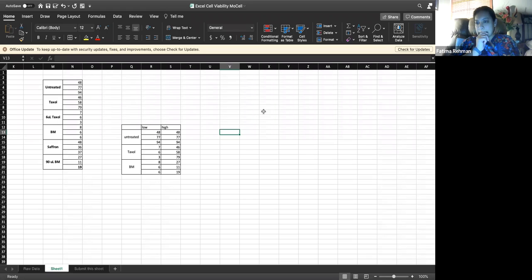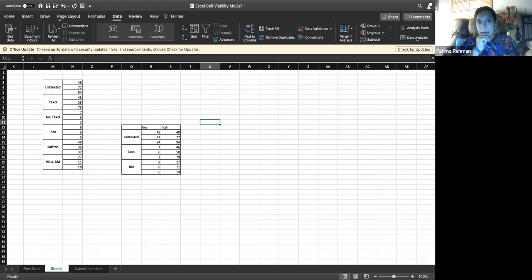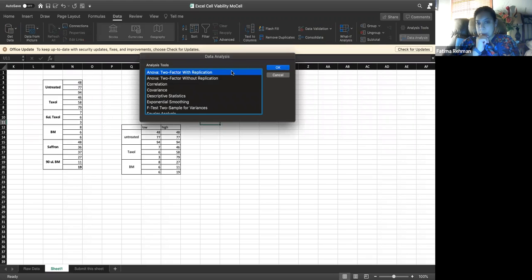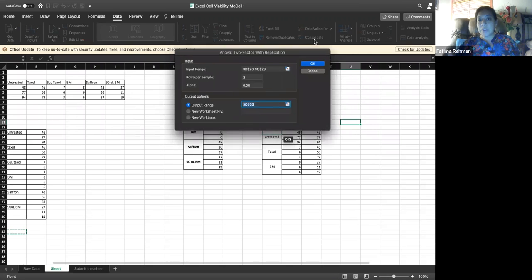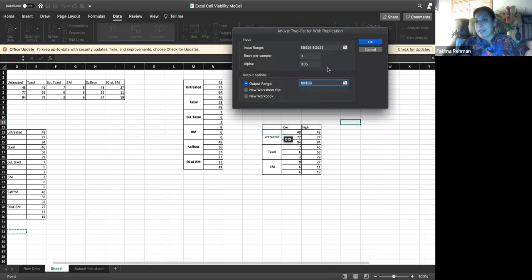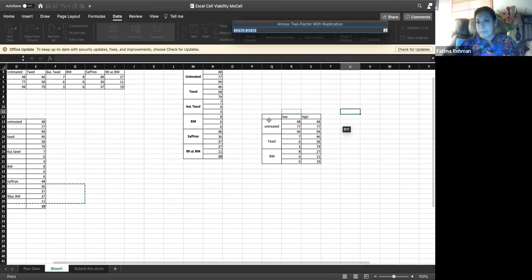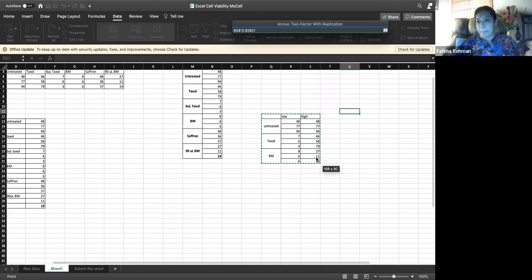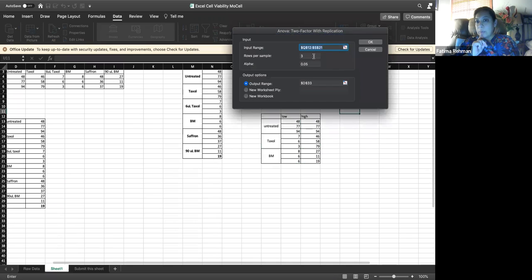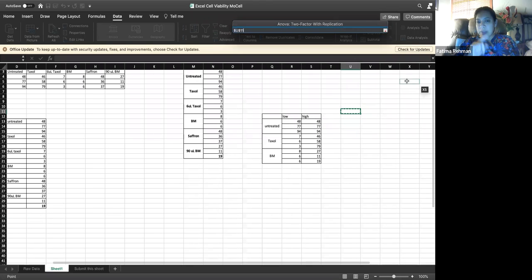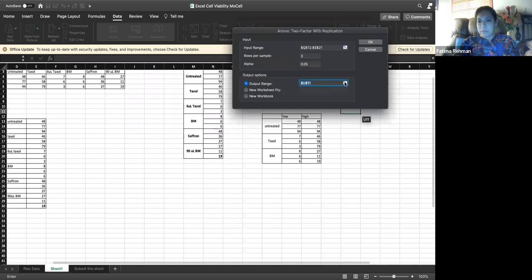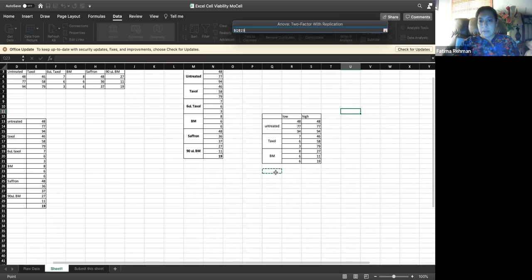Now go to your data analysis tab. Yes, and do the two factor with replication. Since we have equal number of replicates, we can do that. And you are going to select that entire table that you just made, including the labels. Okay. Yeah, there you go. And then there are 3 rows per sample, everything else is fine. Select where you want your results. Don't put them there. Can you put them below where we can see it very easily? Yeah. Sure.